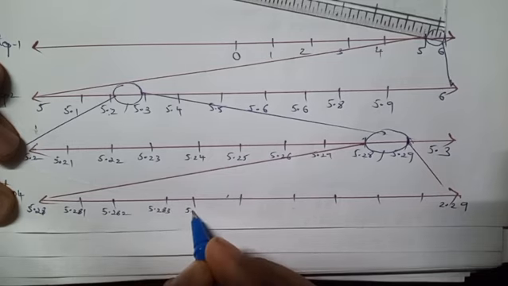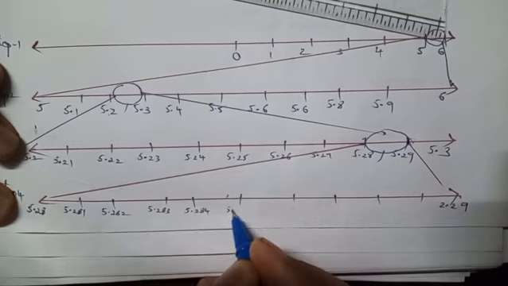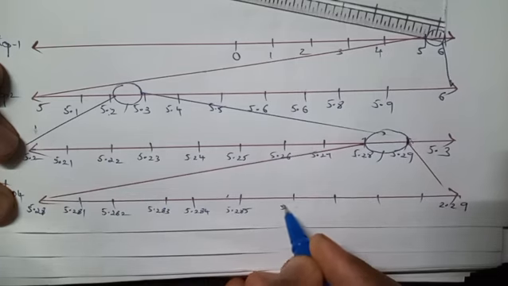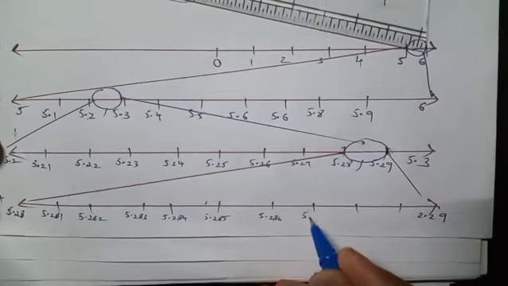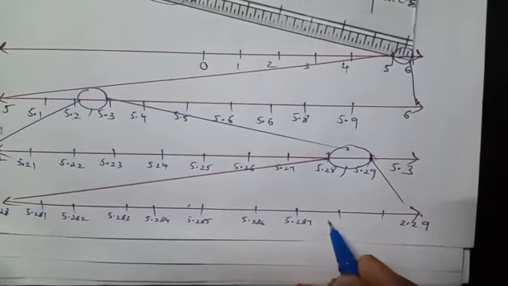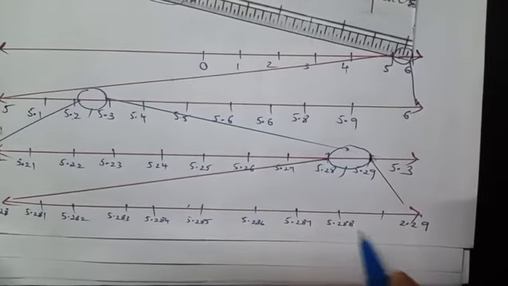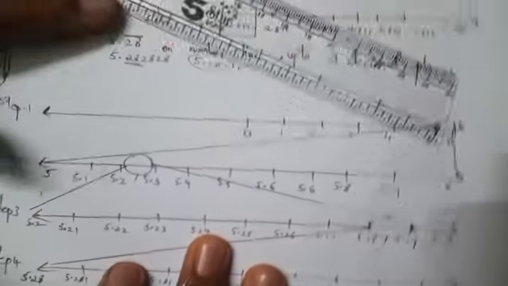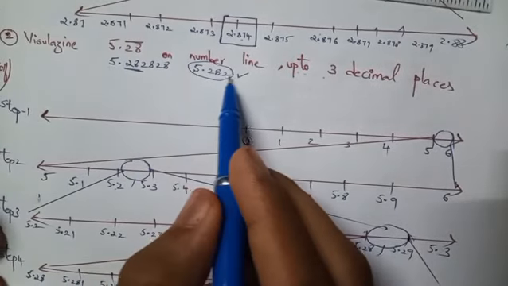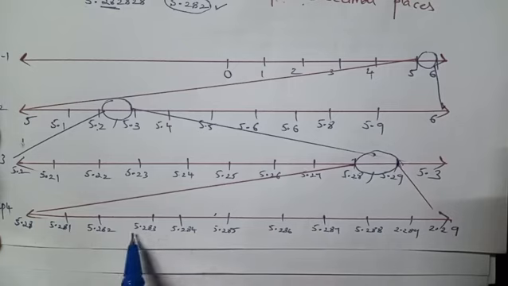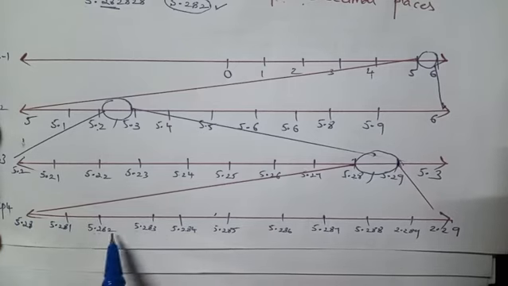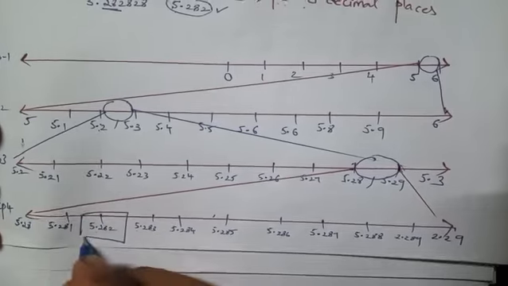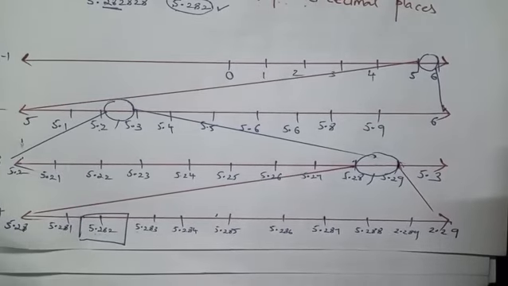5.283, 5.284, 5.285, 5.286, 5.287, 5.288, 5.289. So what is the number we want? We want 5.282. Just highlight this, and here is the representation of 5.282 on the number line using successive magnification.